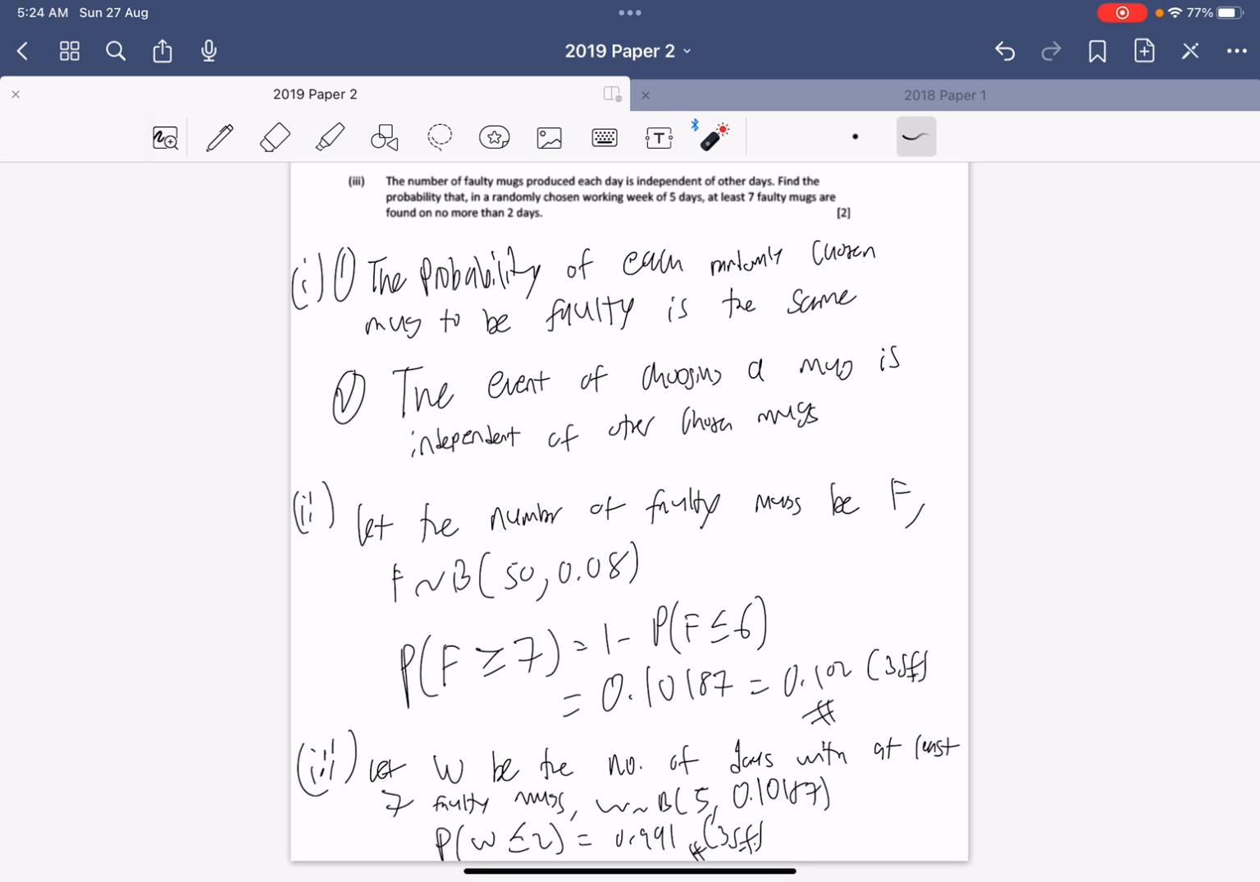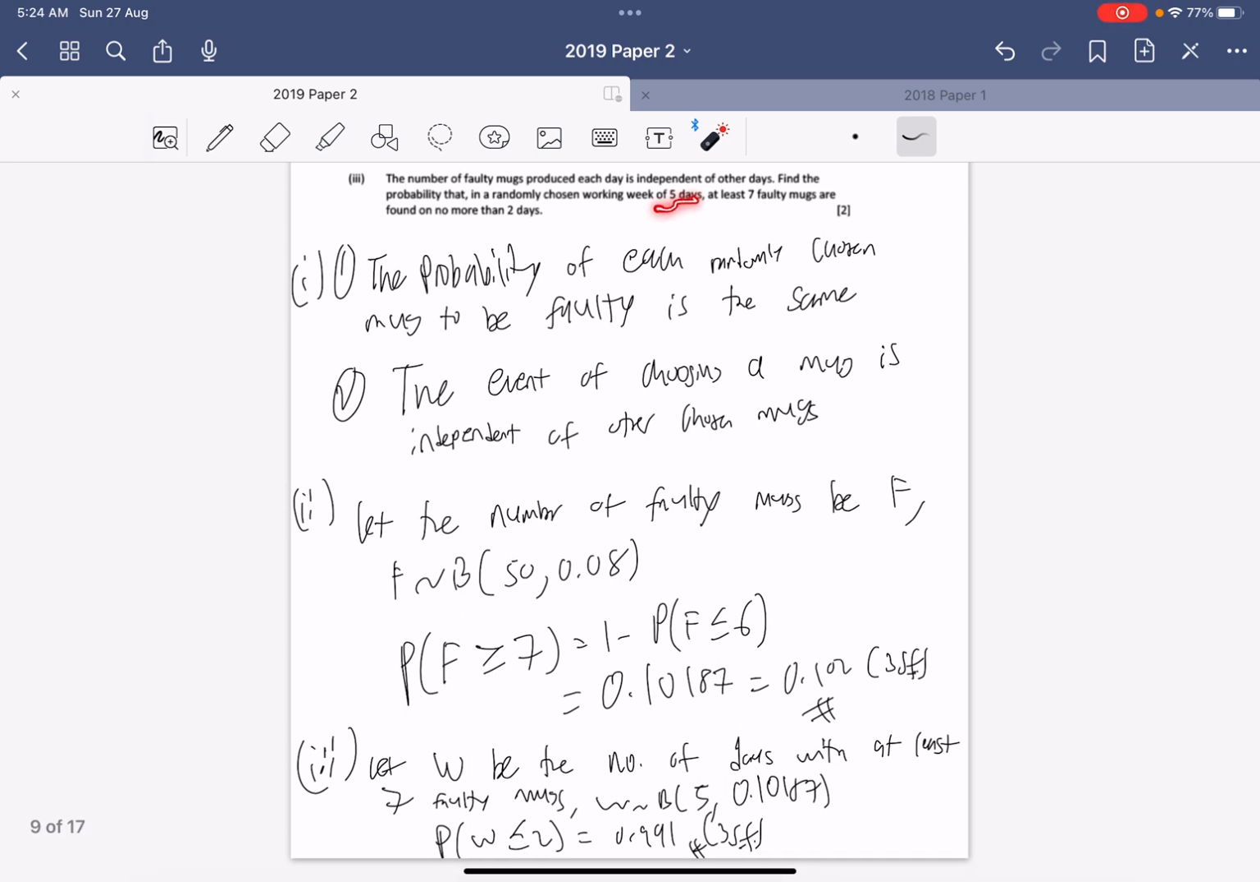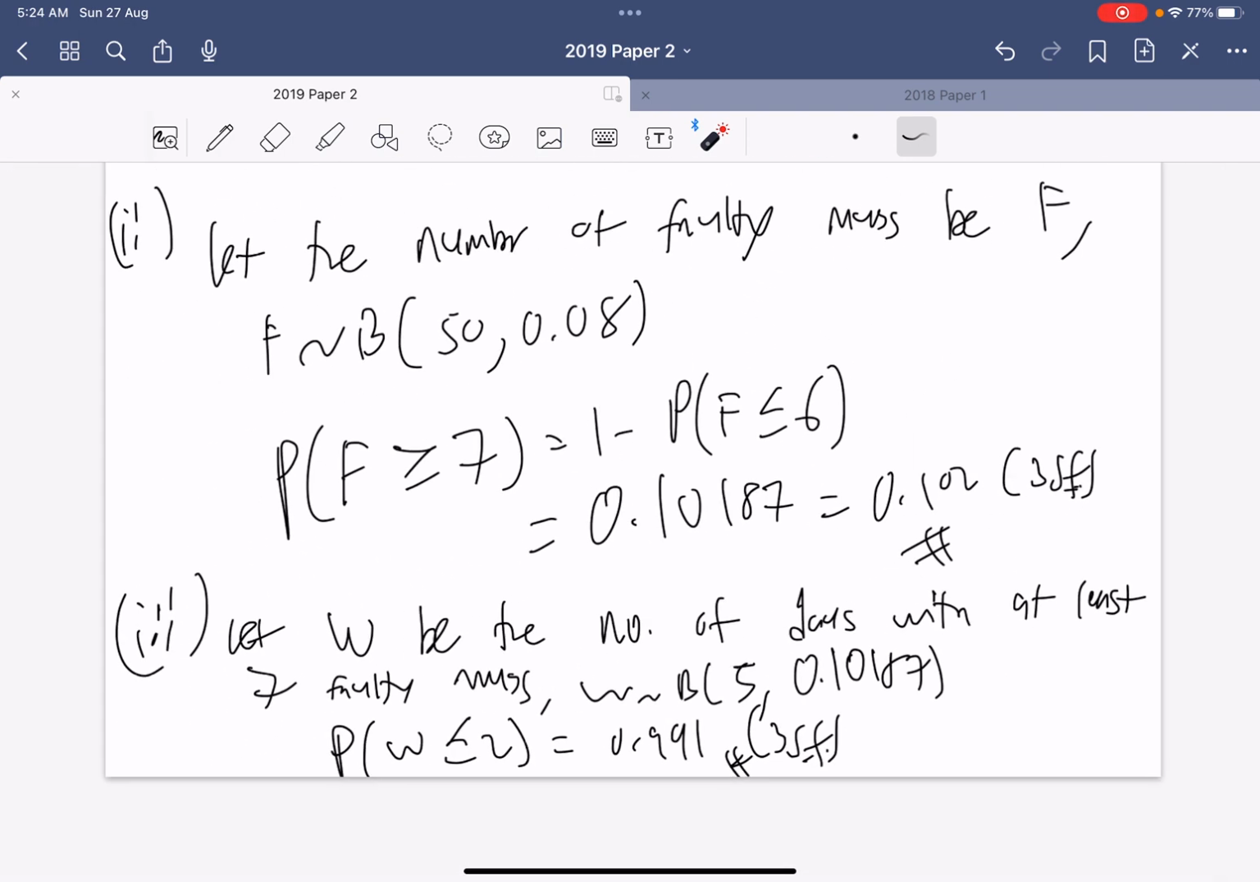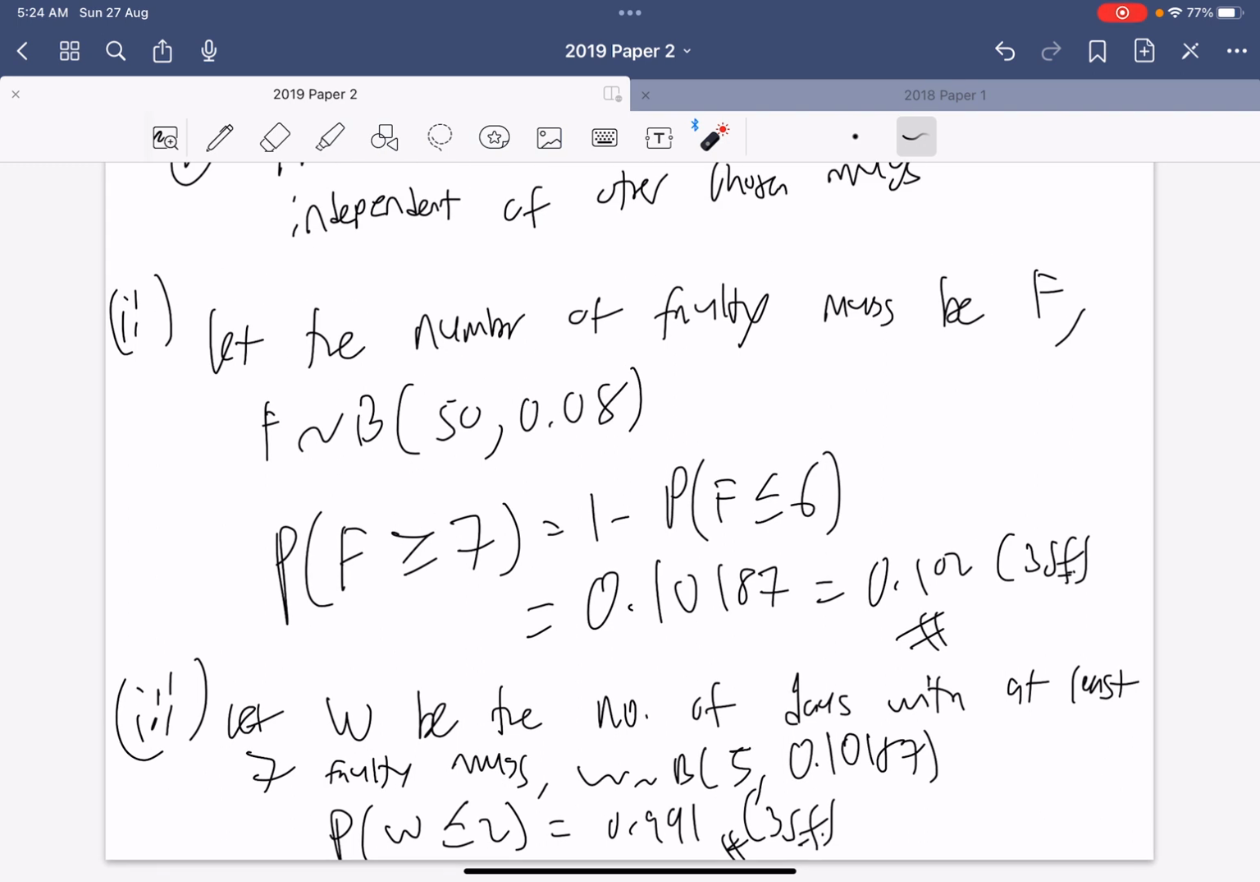Then for part 3, we're supposed to find the probability that on 5 working days, at least 7 faulty mugs are found on no more than 2 days. So we just let W be the number of days with at least 7 faulty mugs. Then W will actually now follow a binomial itself, even though F itself follows a binomial, but it doesn't matter because now we already know the probability. So it's binomial 5, with the success rate being 0.10187.